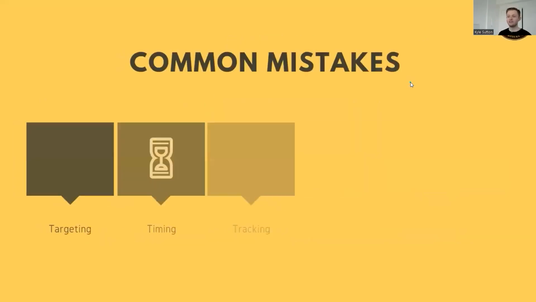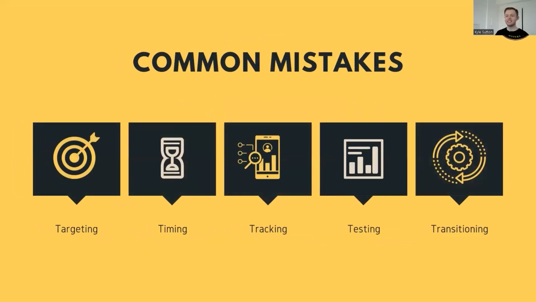So now I'm going to go into the 5 main mistakes that I see agents make, and we're going to dive deep into each one of them so you can understand how you can avoid them and what you can do to fix them. So we have targeting, timing, tracking, testing, and probably most important is transitioning. I'm going to be breaking down each one of those here for you.